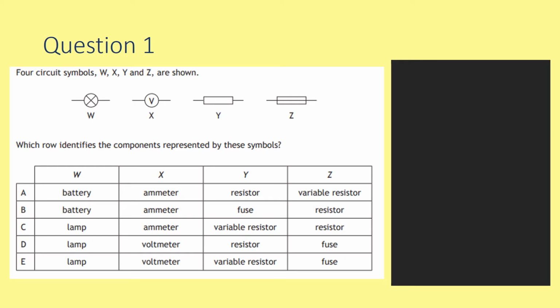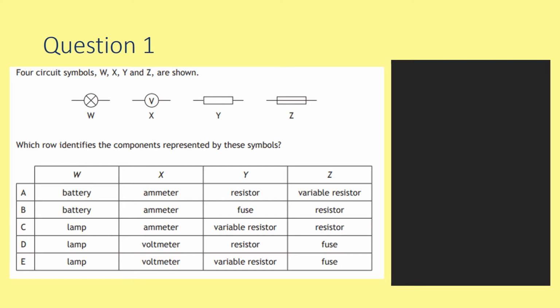Question 1. 4 circuit symbols W, X, Y, and Z are shown. Which row identifies the components represented by these symbols? We look at the components one at a time.